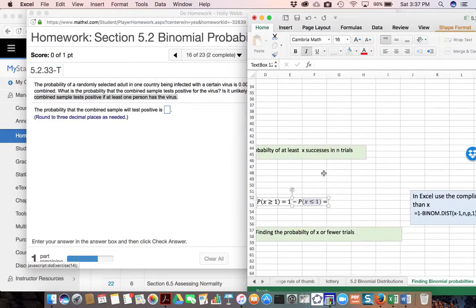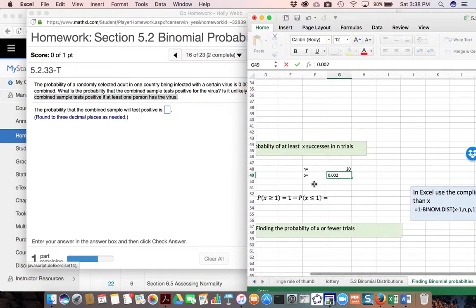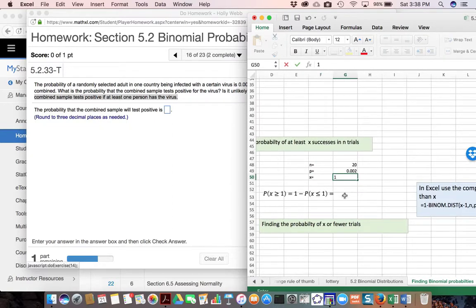So let's try it. Our n is the number of samples that we put together, which is 20 in this case. Our p is the probability of a positive test result, which is 0.002. Remember, success doesn't mean something good here. It's just what we define as success. And what else do we need? Our x is going to be 1. All right, so let's go ahead and try it.